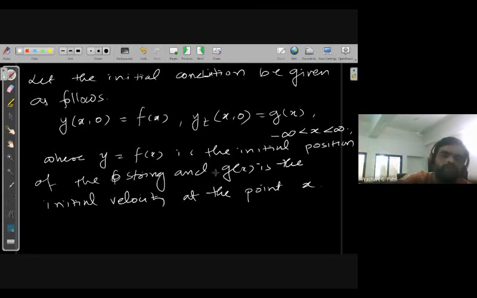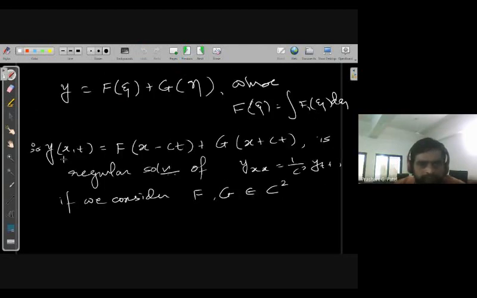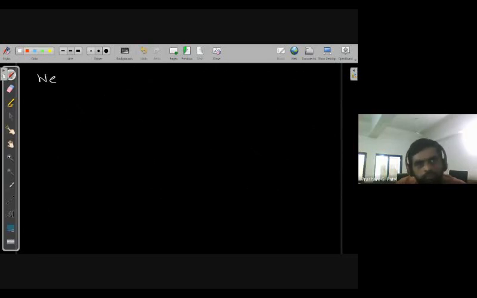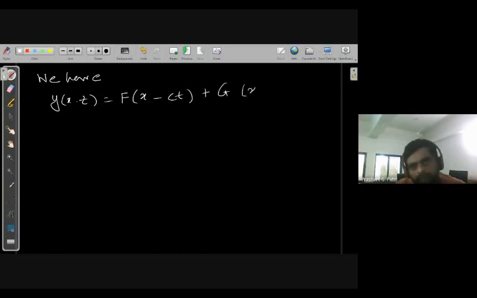So to do this, we need to calculate what will be these functions capital F and capital G. That will give me the general solution. Okay, so to find that, we have y of x,t is this. So we have y of x,t will be capital F of x minus ct plus capital G of x plus ct.